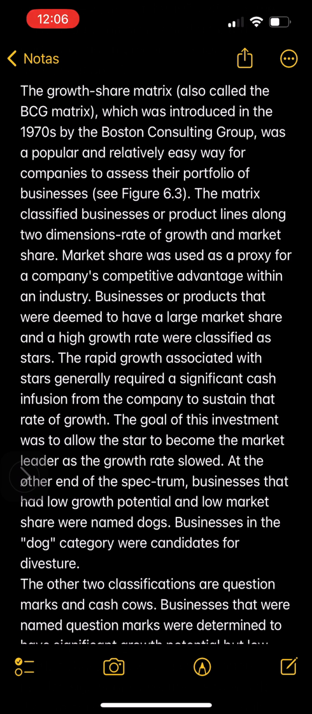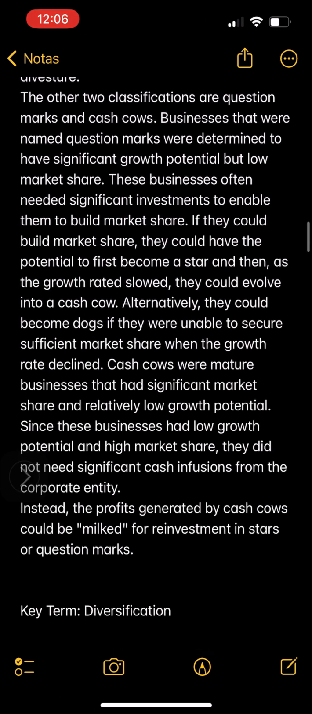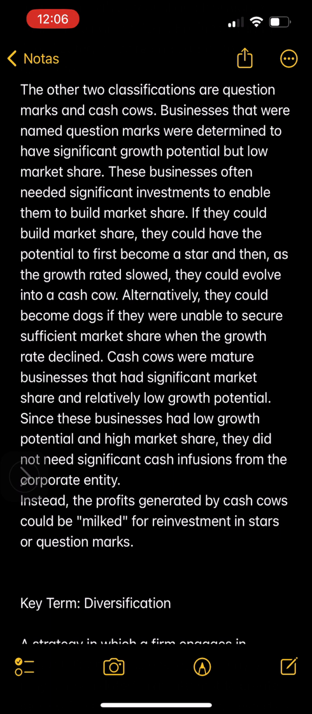The other two classifications are question marks and cash cows. Businesses that were named question marks were determined to have significant growth potential but low market share. These businesses often needed significant investments to enable them to build market share. If they could build market share, they could have the potential to first become a star, and then, as the growth rate had slowed, they could evolve into a cash cow. Alternatively, they could become dogs if they were unable to secure sufficient market share when the growth rate declined.